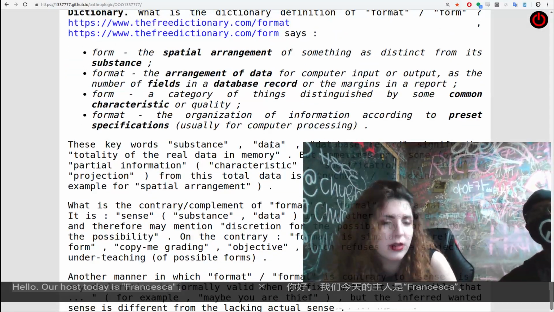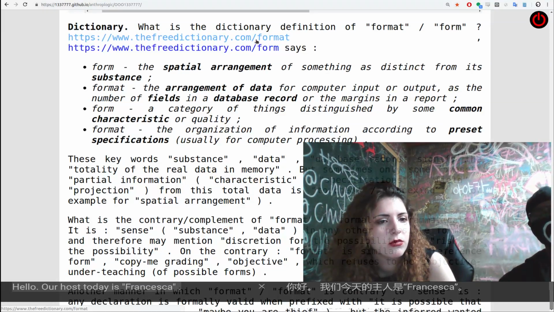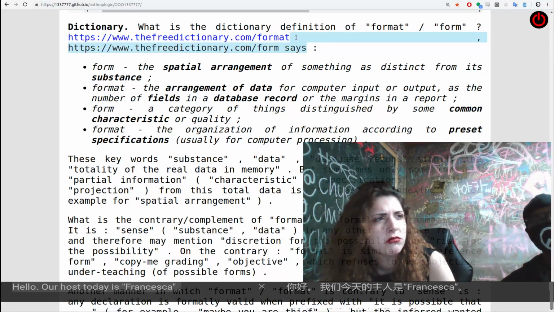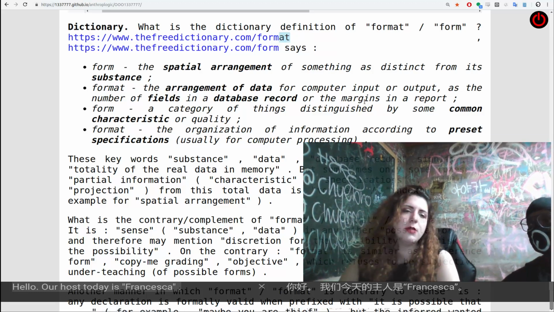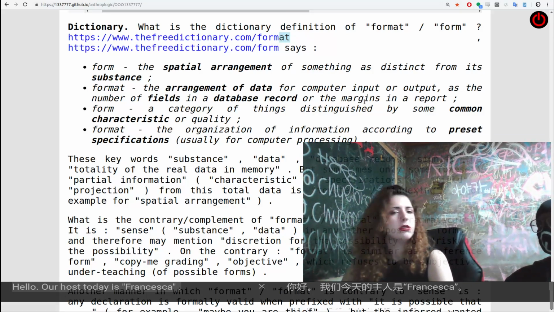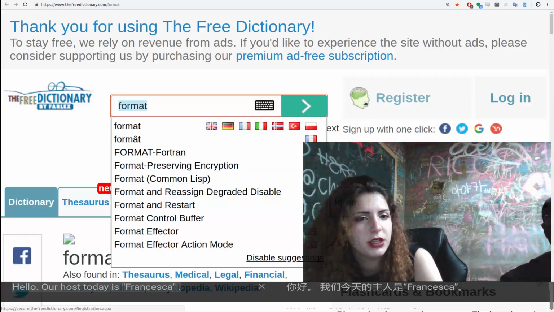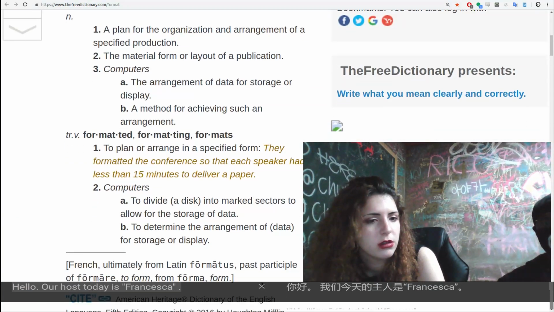So what does the dictionary say about format and formatting? If we go here, format and form are the same thing, right? If you remove the "-ing" of formatting, it's written in the same way. Even the definition is totally the same? Yes. Okay, here, this is how you look at the root.